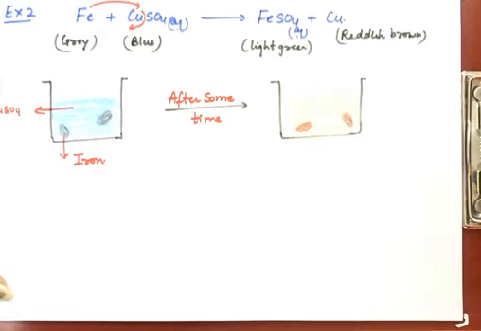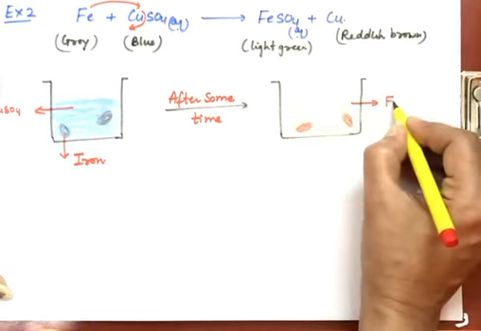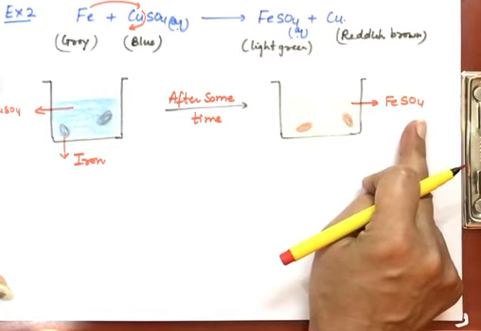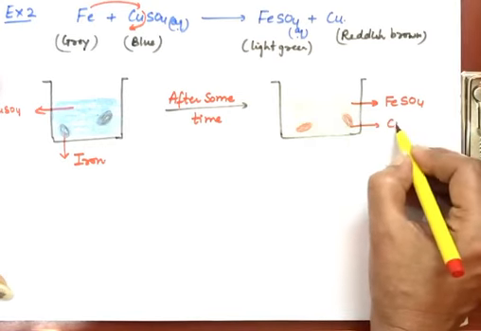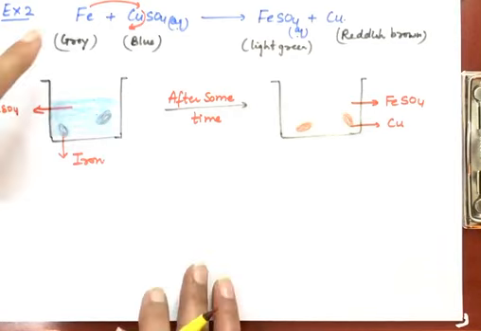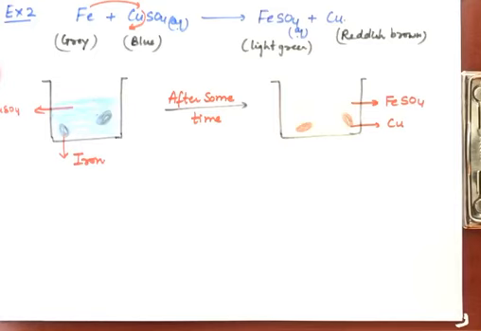The reason is that this solution now is ferrous sulfate, which is light green in color. So from copper sulfate it has changed to ferrous sulfate. And this metal from iron has changed now to copper, which is reddish brown in color. That means a chemical reaction has taken place. So iron is more reactive than copper. That is why this is possible.